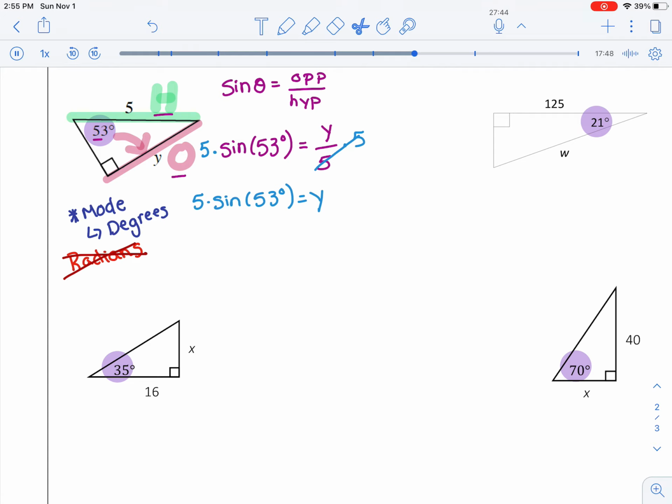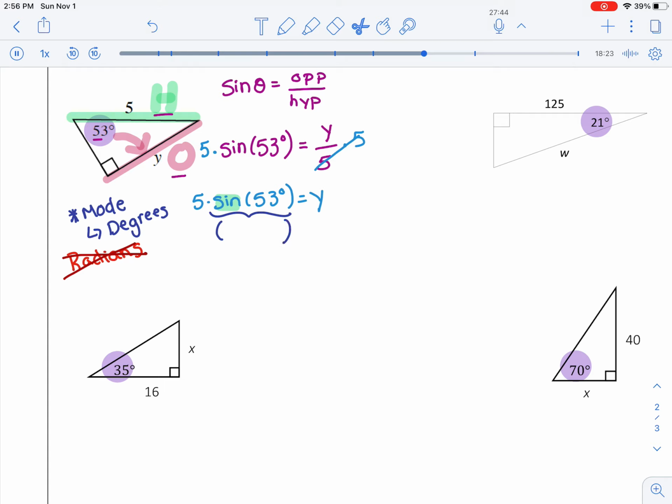Now, if I pull out my calculator, I've already checked my mode and made sure that I'm in degrees. I'm going to actually start by typing in the sine of 53 degrees. And if you're following along and your answers match mine, then you'll know that you're in the right mode. So I'm going to find the button that says SIN on it, the abbreviation for sine, and then I'm going to type in 53 and click enter.